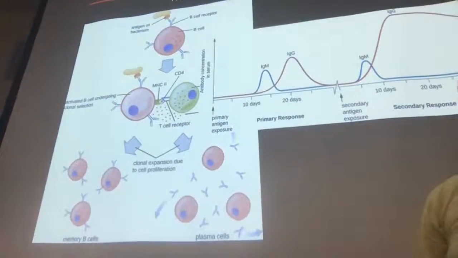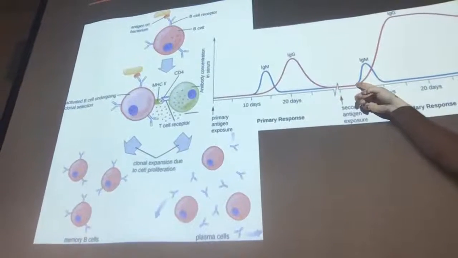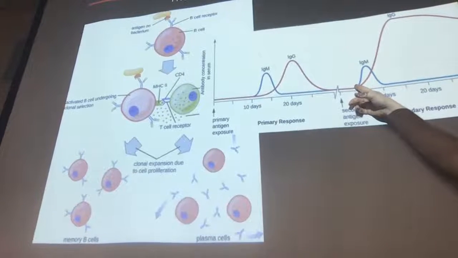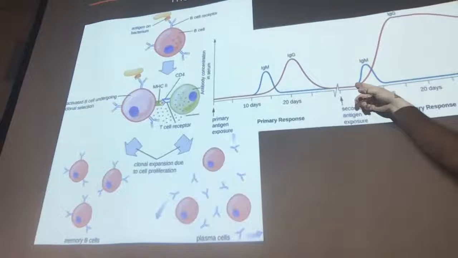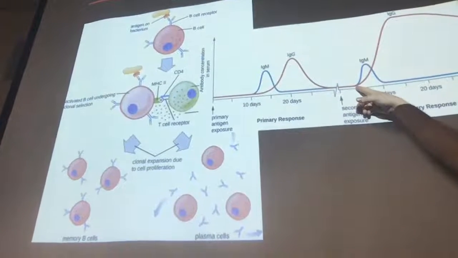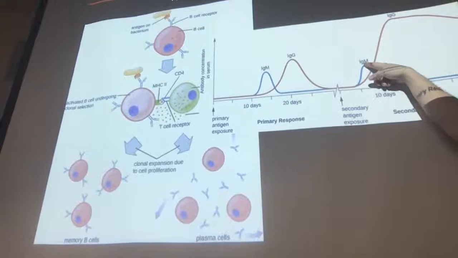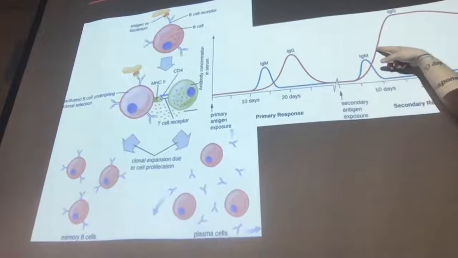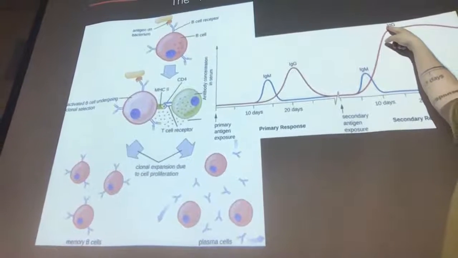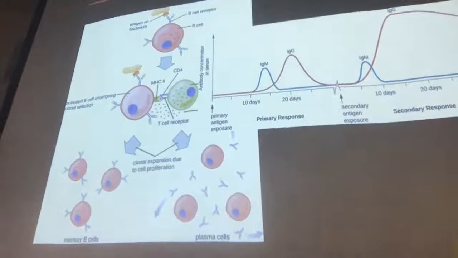Here is the second time you're exposed. You're going to start making IgM way faster, at about 4 days, and you're also going to start making IgG at the same time. There's no lag there. You reach peak IgM within a few days, at about the 7-day mark. IgG also comes up much faster, and you're going to make a whole lot more of it, and for a longer period of time. That's the power of memory.